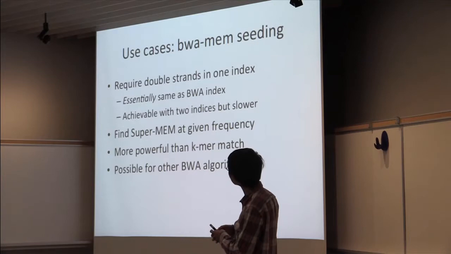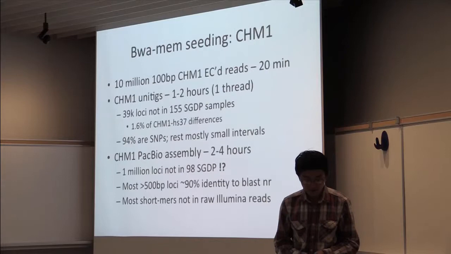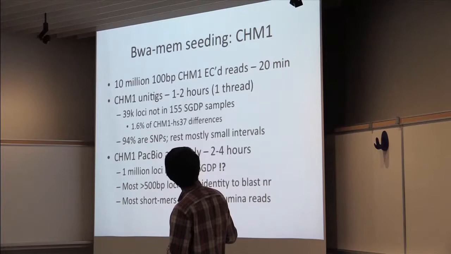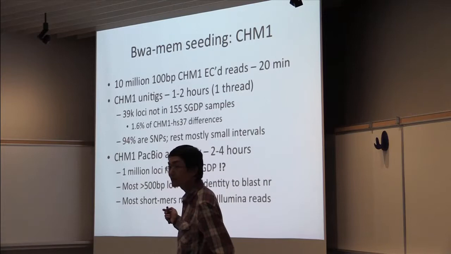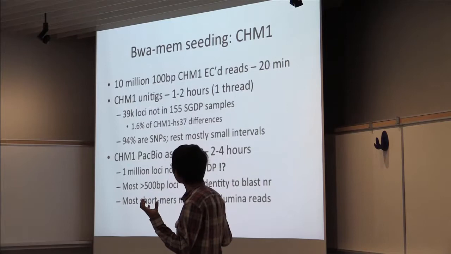And it's pretty fast. How fast is it? If I align the CHM1 contigs to this index, it's 10 million 100 bases per read, 20 minutes, on one CPU. And if I map the CHM1 unitigs, that's about 3 gigabases, to these 250 genomes, that's about 2 hours.